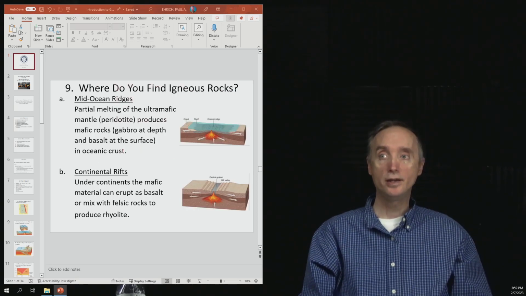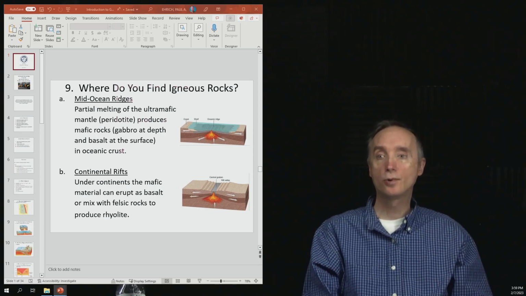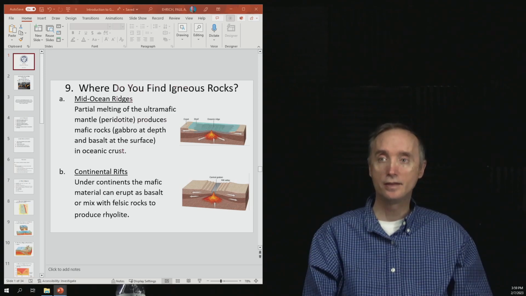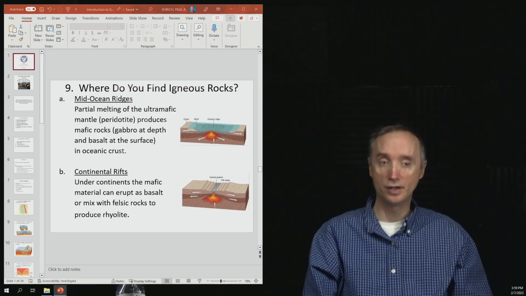All right, let's take a break, and when we come back, we're going to talk a little bit more about plate tectonics, and then how that is involved in the formation of igneous rocks.